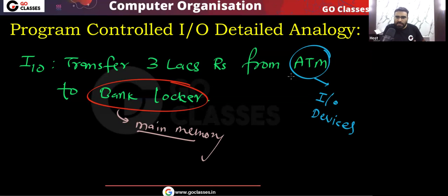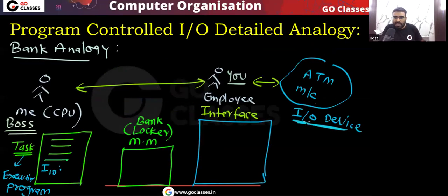Now, will the ATM give you 3 lakh rupees in one go, in a single time? No. Let's assume it will give you 1 lakh rupees. ATM has a limit, right? It can give you a maximum of 1 lakh rupees at one time. So what is the data transfer rate of this ATM? It can give you 1 lakh rupees, and let's assume it takes one minute. It can give you 1 lakh rupees per minute.